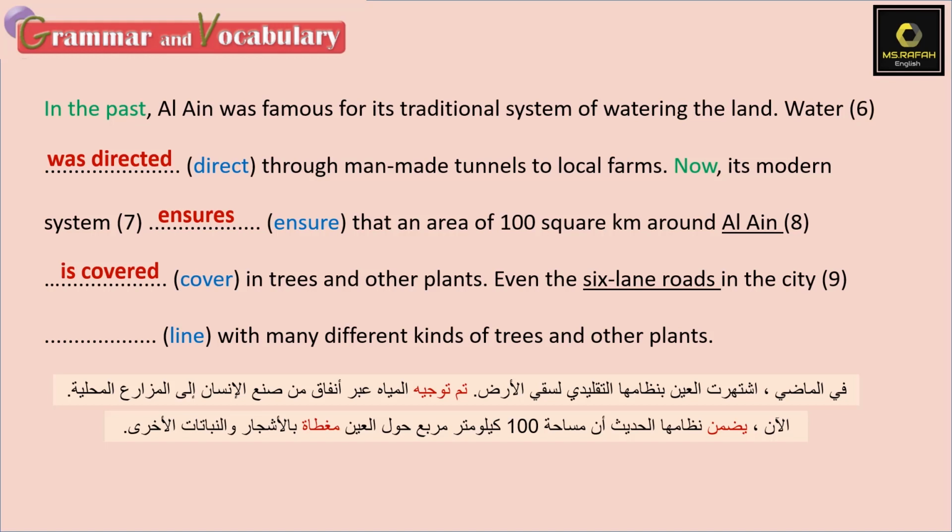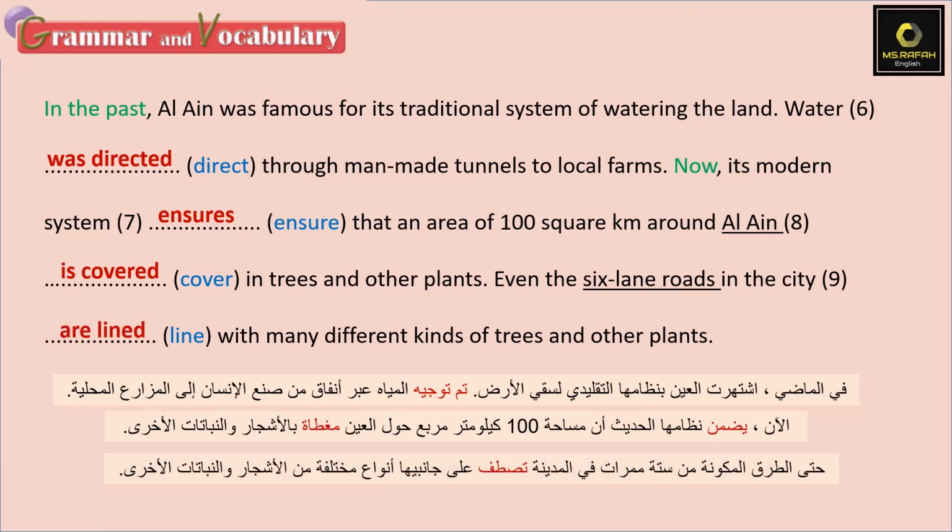Even the 6-lane roads in the city. كمان عنا جملة مبنية للمجهول، التركيز فيها على الحدث وليس على الفاعل. are lined with many different kinds of trees and other plants.